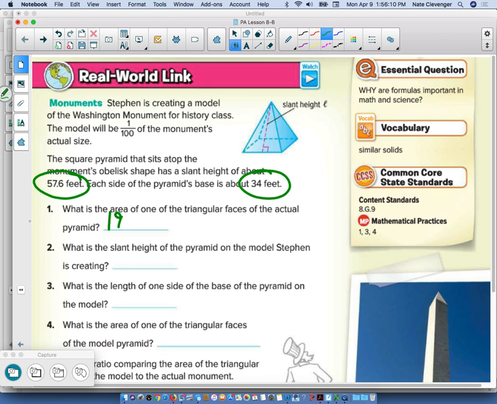1,921. Oh, maybe I did that wrong. It's 1,924. So sorry, I typed in the wrong number. 1,924 point what? Is there a decimal? Yeah, 4. And this is in feet squared. That would be the area of the actual Washington Monument peak.